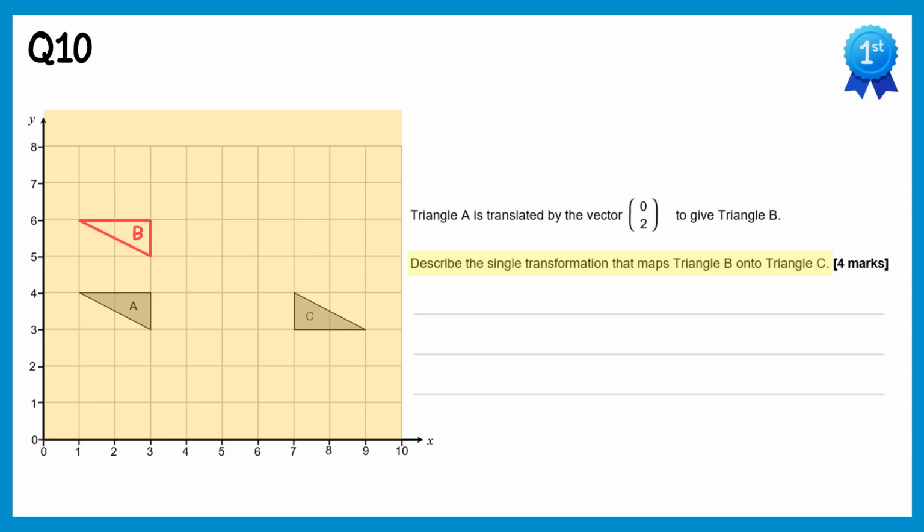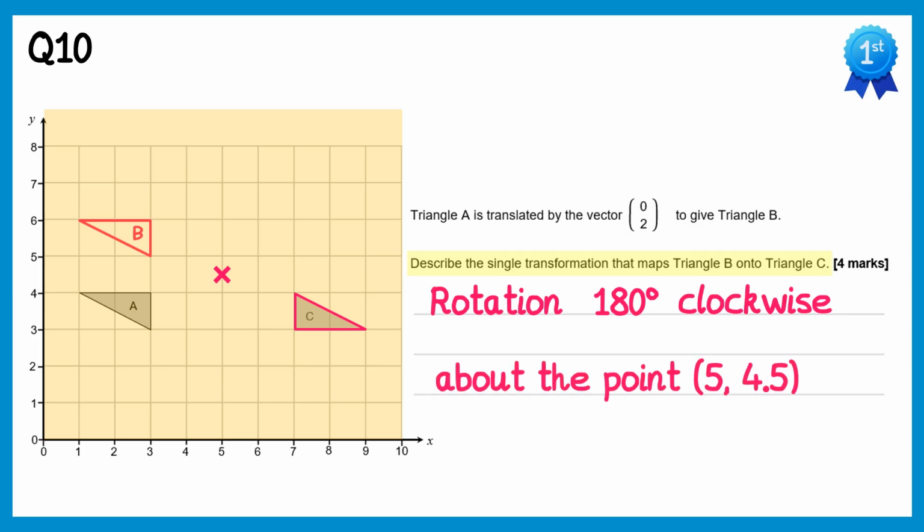So it turns out the correct place to put your pen in this one is here. So at (5, 4.5). Now if you turn your tracing paper round half a turn, you'll see it will map straight onto C. So to describe this transformation, we need to give a bit of information. We first of all need to say it's a rotation. Then we need to say how many degrees we went and which direction. So I'm going to say it's 180 degrees. And I'm going to say clockwise, although for 180 technically you don't need a direction. You would if it was 90 though, or 270. And finally we give the point we've rotated it about. So that has coordinates (5, 4.5).